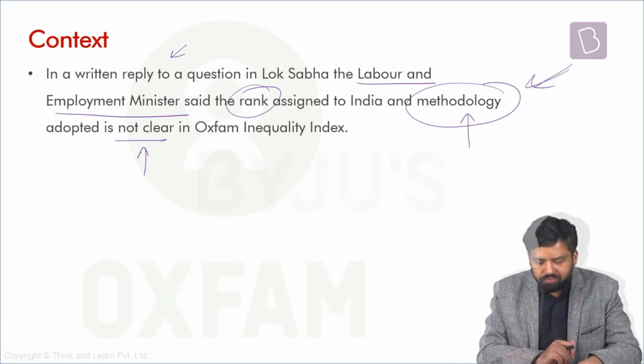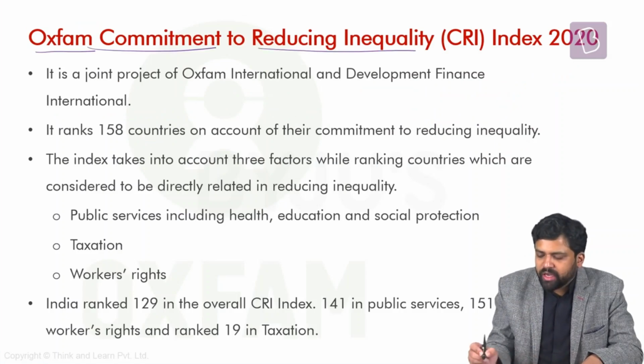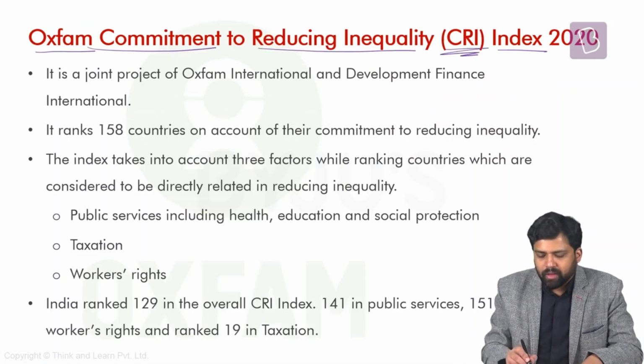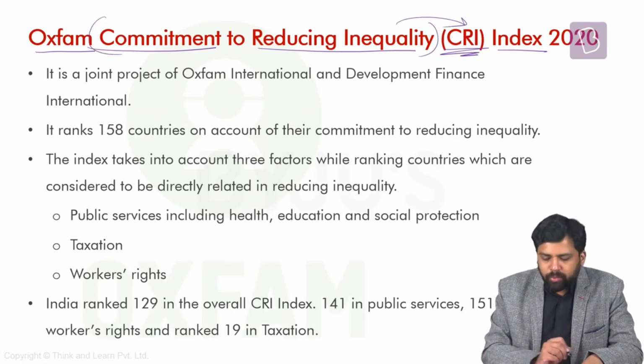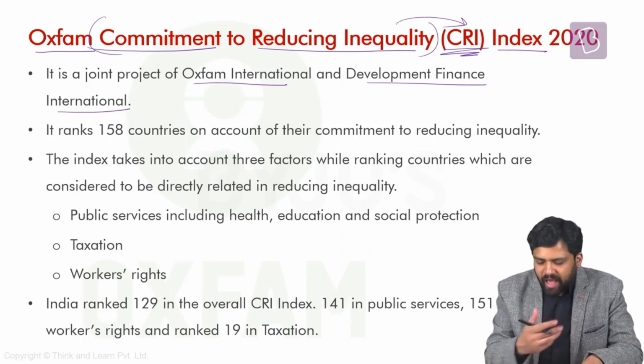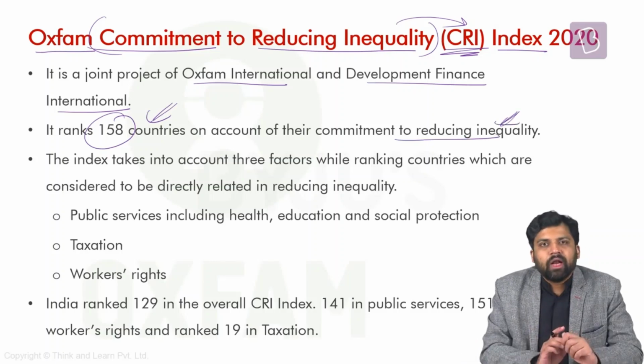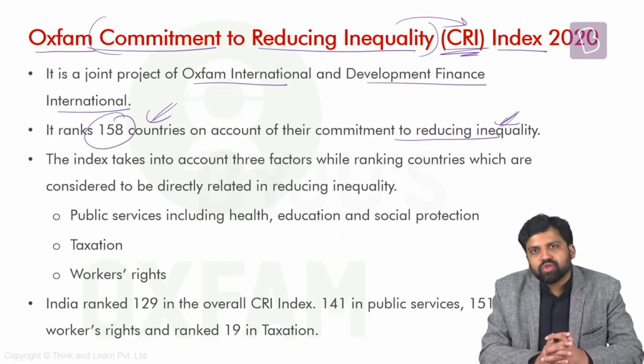So this index is called the Oxfam Commitment to Reducing Inequality Index, CRI. It's a joint project of Oxfam International and Development Finance International, and they have ranked 158 countries on their commitment to reducing inequality. So the country which is more committed to reducing inequality will be at the top. Those countries which are not as committed to reducing inequality will be at the bottom.